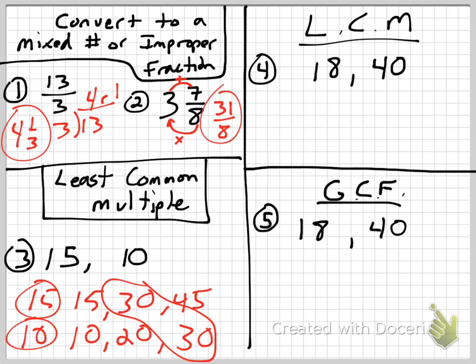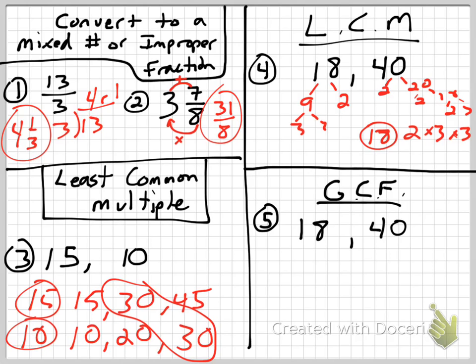Number 4. The least common multiple. I did one that you probably aren't going to want to list the multiples of 18. Agreed? I could do it, but it would take me a long time. That's not why we do this. 18 is 9 and 2, and that's 3 and 3. So 18 is 2 times 3 times 3. 40 is 2 and 20, 2 and 10, 2 and 5. So 40 is 2 times 2 times 2 times 5.